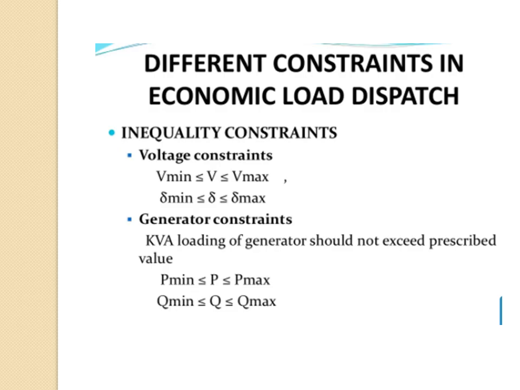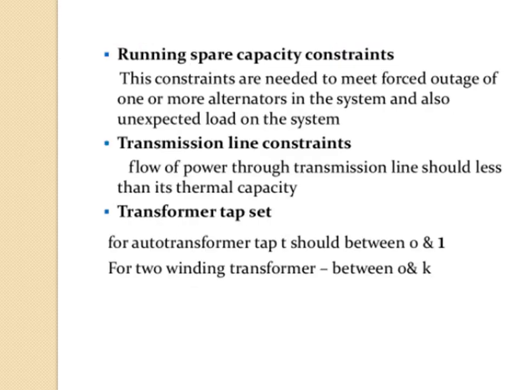Inequality constraints. Voltage constraint: V minimum is less than or equal to V, which is less than or equal to V maximum. Delta minimum is less than or equal to delta, which is less than or equal to delta maximum. Generator constraint: the kVA loading of the generator should not exceed the prescribed value. P minimum is less than or equal to P, which is less than or equal to P maximum. Q minimum is less than or equal to Q, which is less than or equal to Q maximum.